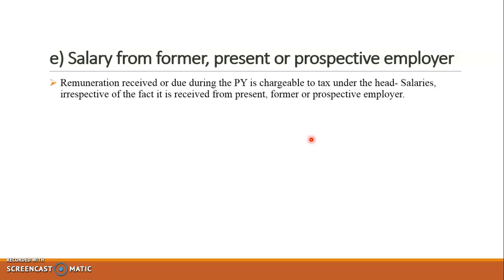Then salary from former, present or prospective employer. Whatever remuneration you have received or is due during the previous year is chargeable to tax under the head salaries, irrespective of whether it is received from your previous employer, your present employer, or from your prospective employer in which you are just about to join.